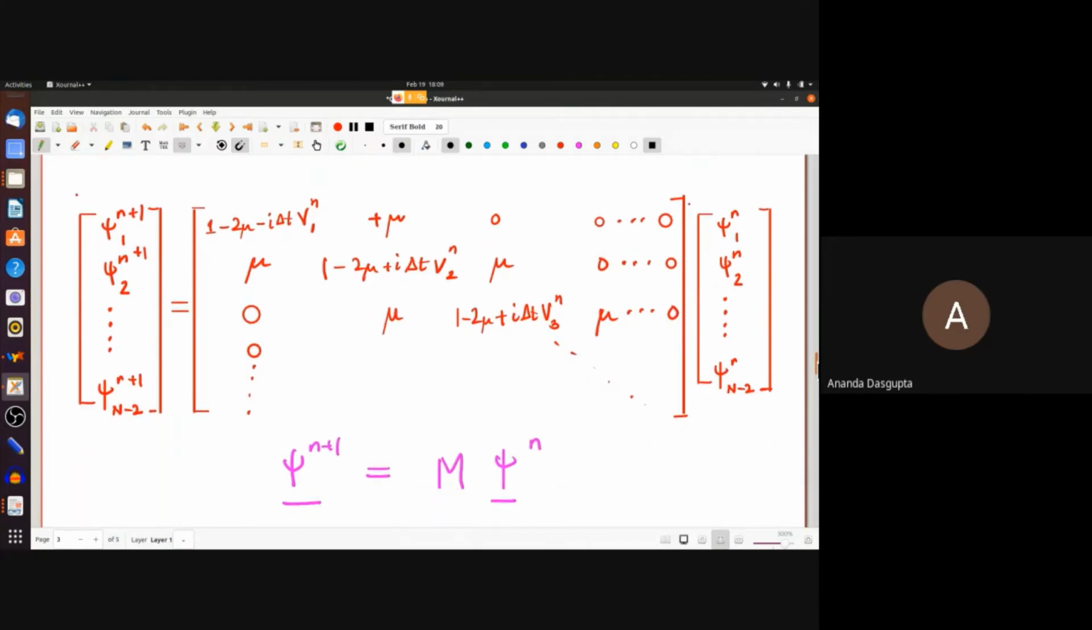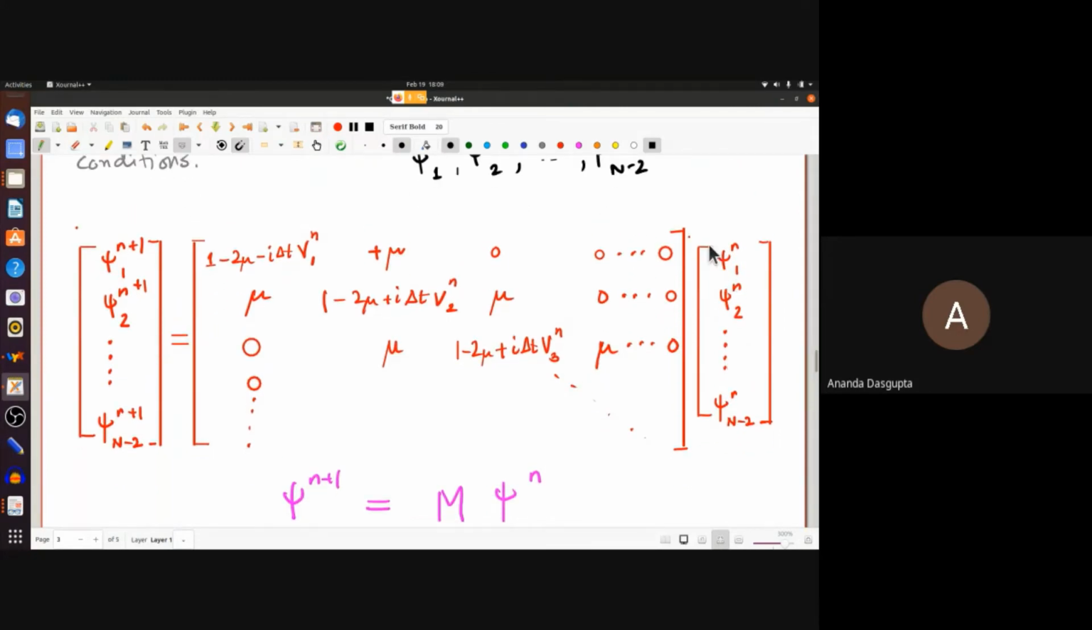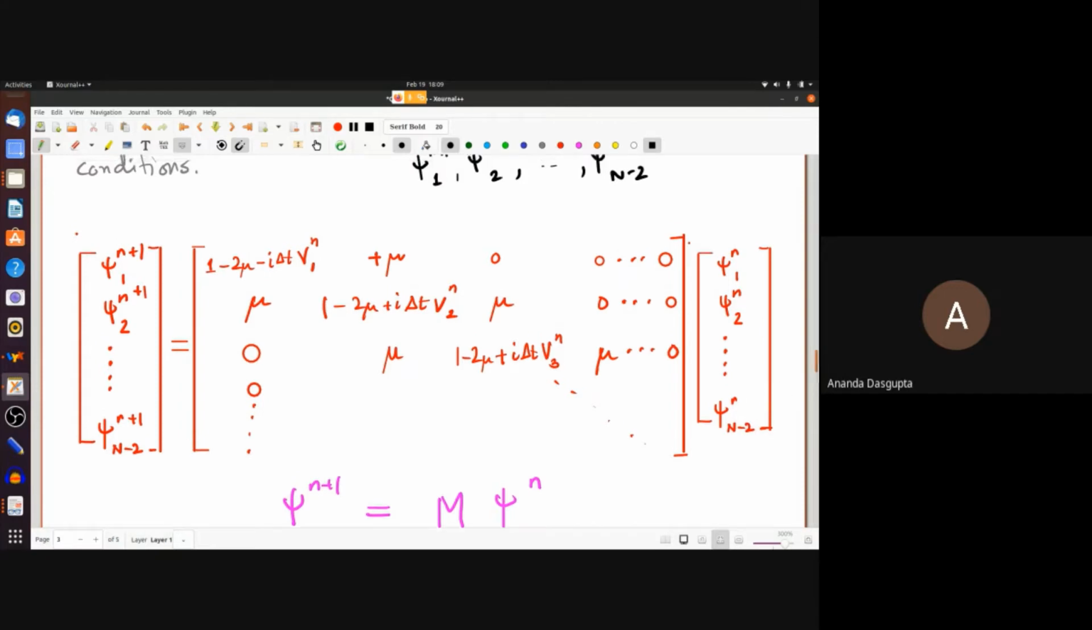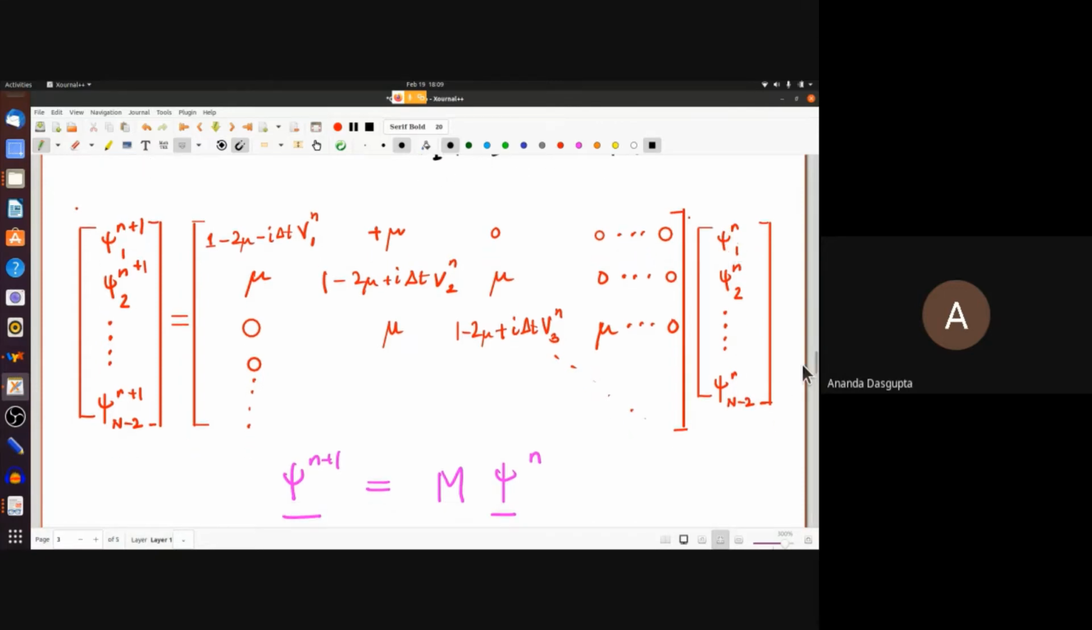So basically, you can think of putting all these psi's for k equal to 1 up to n minus 2, the ones you are going to update, in a column vector, and then this n minus 2 by n minus 2 matrix is acting on it to give you the next value. Okay, so this is the straightforward thing that we can do.